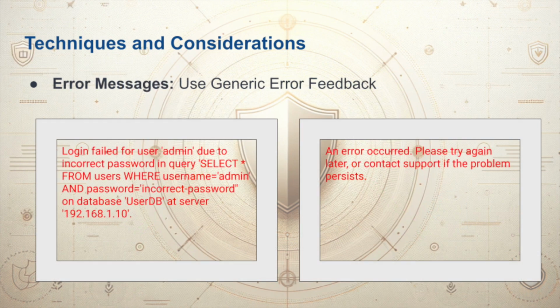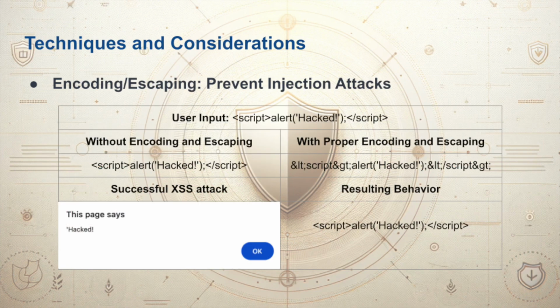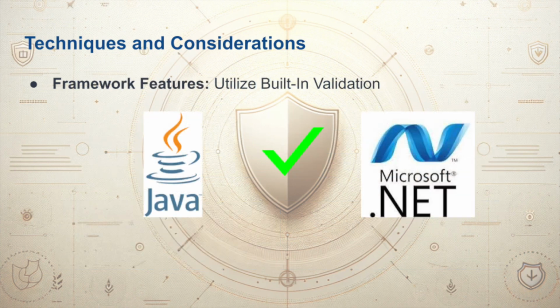When errors occur, we provide generic error messages that inform without exposing vulnerabilities. Additionally, we apply encoding and escaping techniques to every input, further preventing injection attacks. Lastly, we leverage framework-specific features like those in Java or .NET, which offer robust validation tools out of the box.